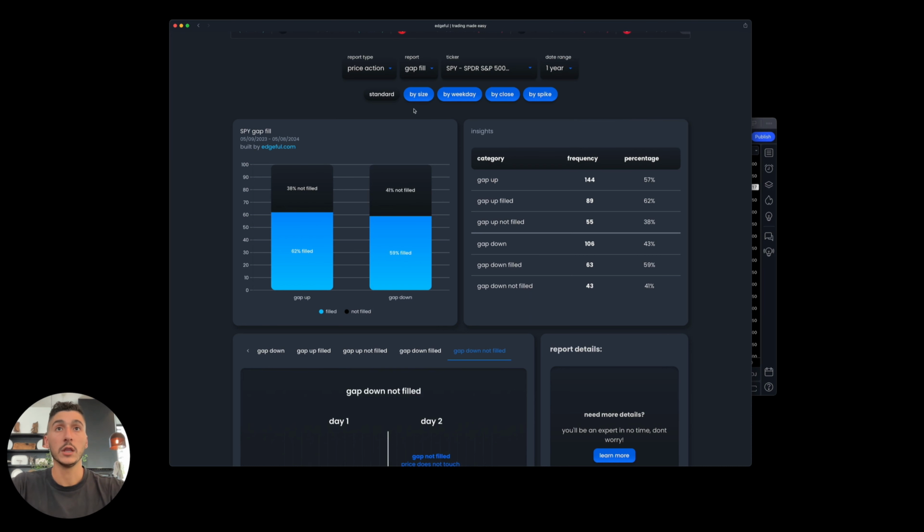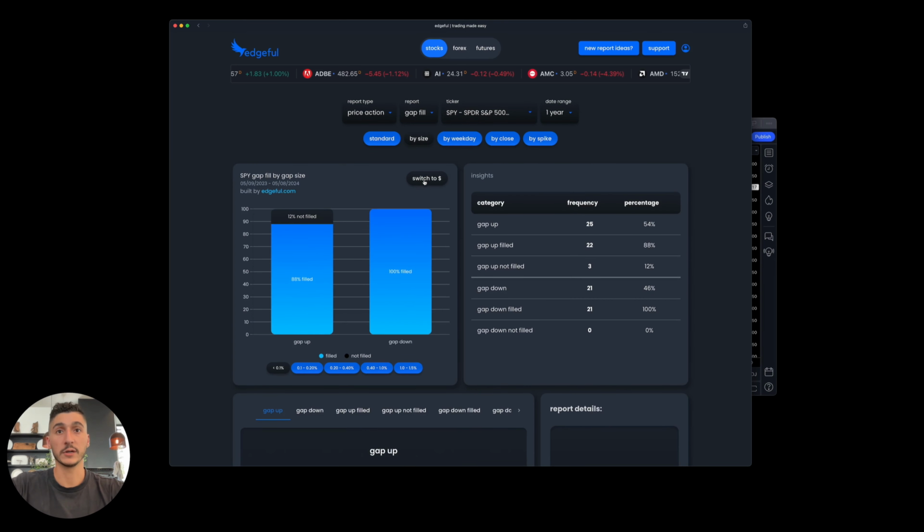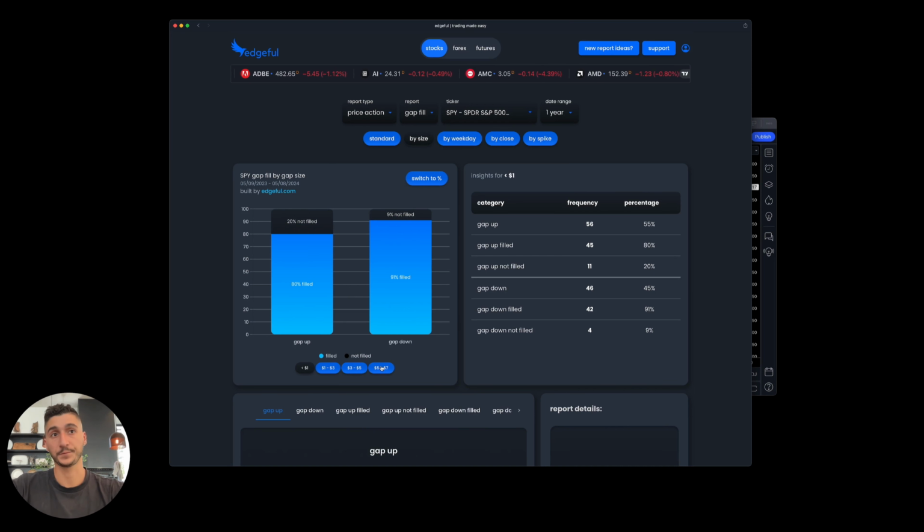Now we'll switch to the by size report here. And this one's actually very interesting because I'm going to switch to the dollars here, just because it's easier to conceptualize. Right now we have filters for gaps less than $1. And what you can see is that 80% of gaps up less than $1 have filled in the last year, and 91% of the gaps down in the last year have filled.